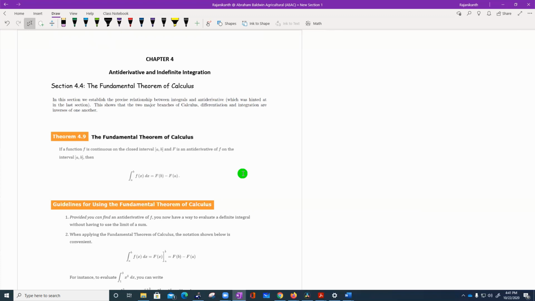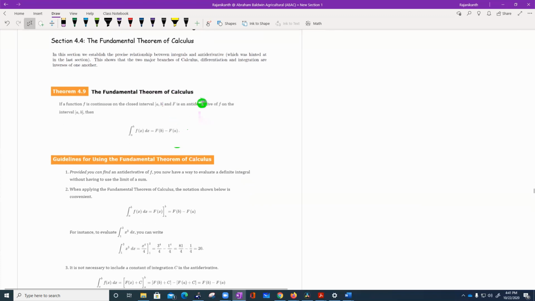So 4.4 is nothing but the continuation of the antiderivatives. Now we have a concrete formula to find definite integrals. That is called the Fundamental Theorem of Calculus, part one. You can treat this as the Fundamental Theorem of Calculus.